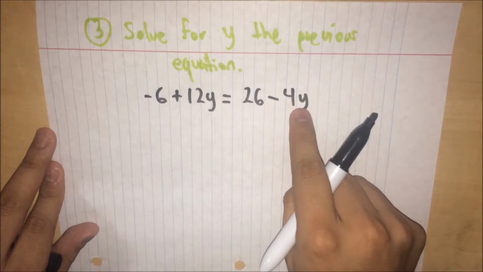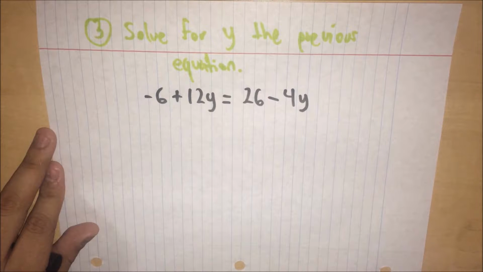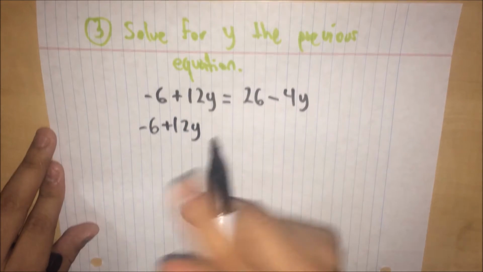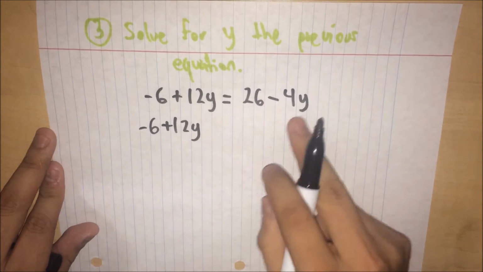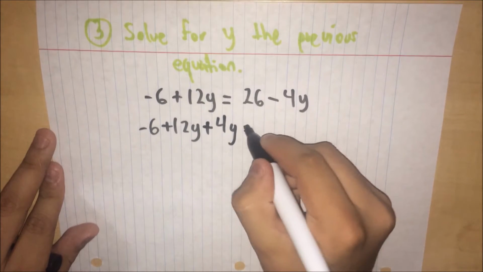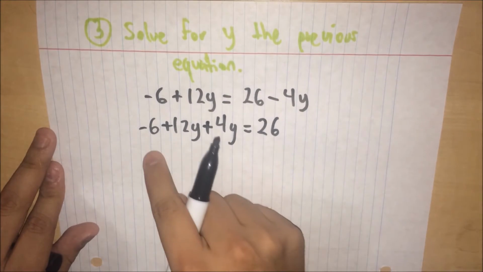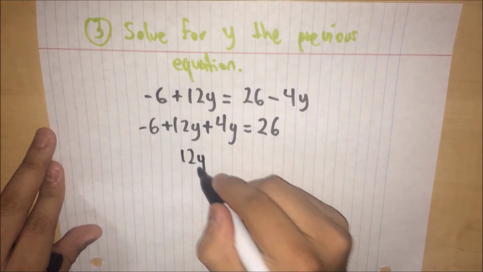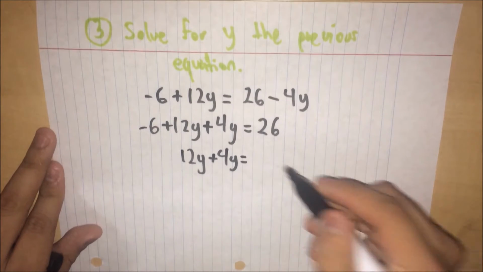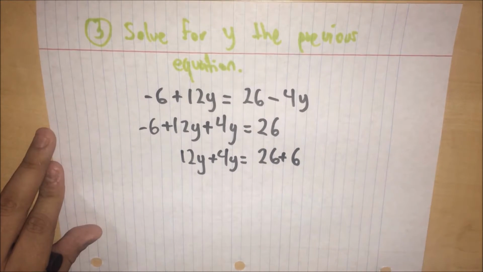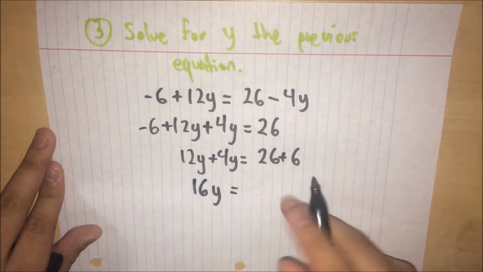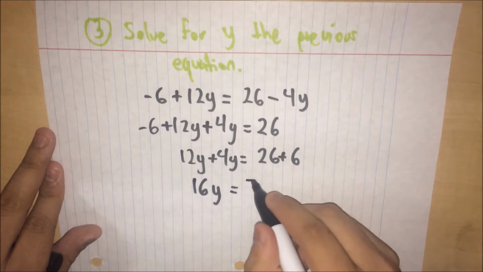So this minus 4 times y, we are going to move it to the other side as a plus 4 times y. So this gives us minus 6 plus 12 times y plus 4 times y equal to 26. And now we are going to move this minus 6 to the other side of the equation as a plus 6. So this gives us 12y plus 4 times y equal to 26 plus 6. Simplifying, 12 plus 4 is 16, so 16 times y equals 26 plus 6, which is 32.